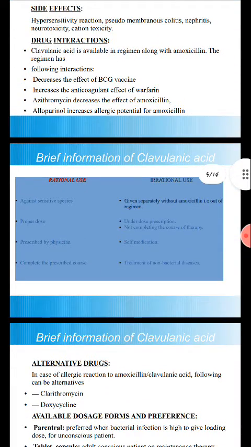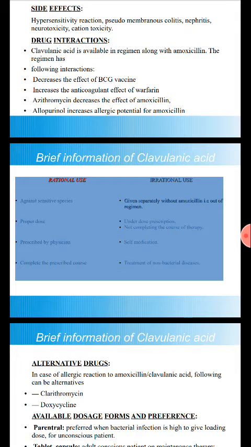Now there is rational use and irrational use of clavulanic acid. The rational use includes when it is given against only sensitive species, when it is given in the proper dose, when it is prescribed by a physician, and when the person completes the prescribed course. That is the rational use of the drug. It is also used irrationally.